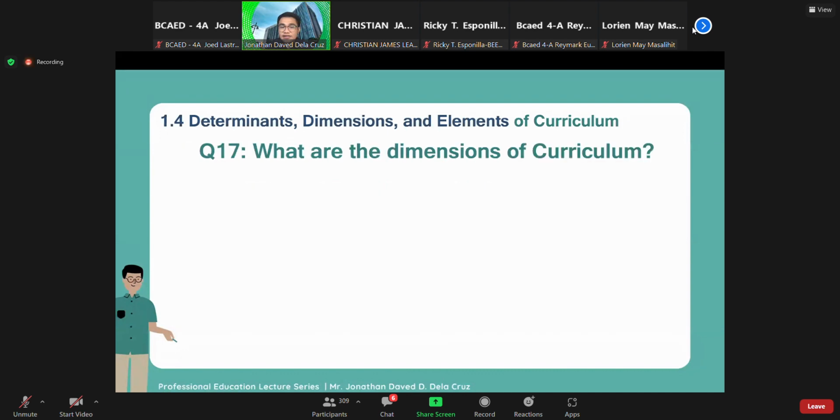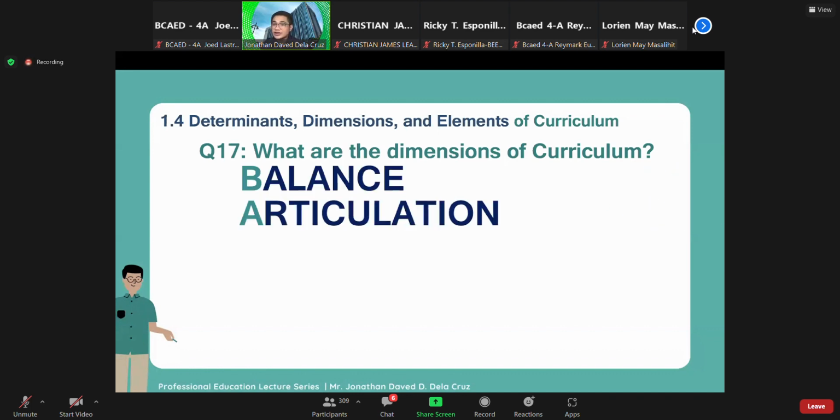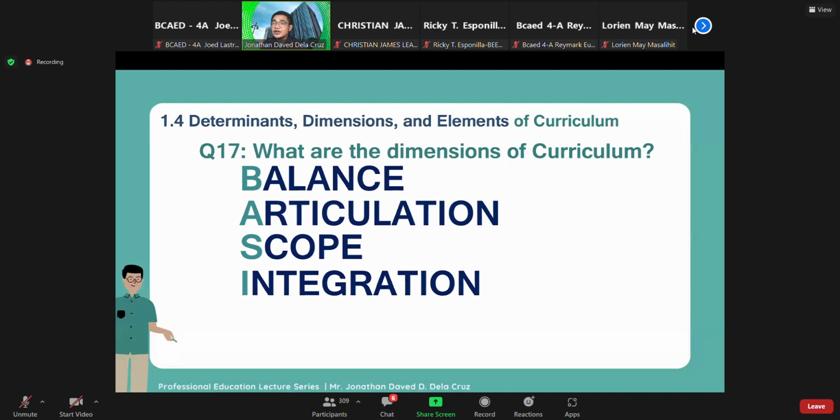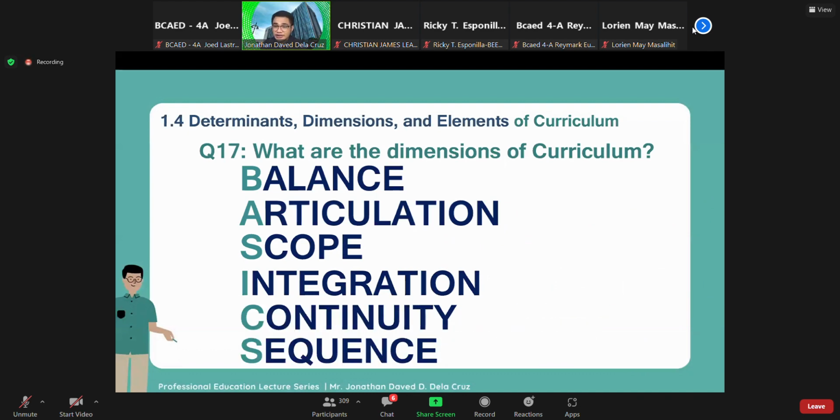Okay. Now, what are the dimensions of curriculum? Ang sagot dito ay basics lang. Basics. Lagi yung tatandaan yung mnemonic na yon para wag kayong malito. What are the dimensions of curriculum? The answer is basics. We have balance, articulation, scope, integration, continuity, and sequence. Okay? Isa-isahin natin ito, mabilis lang.